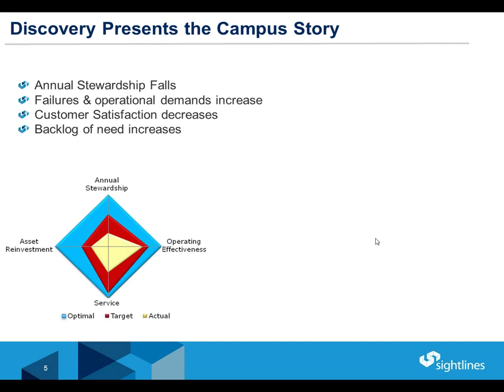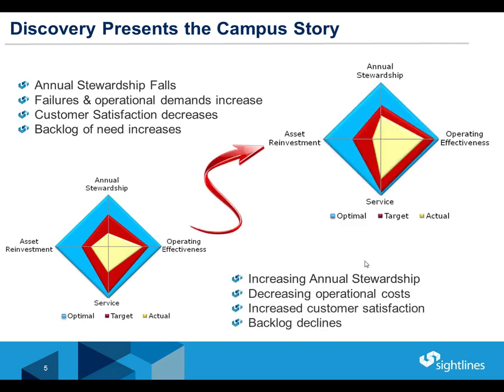And this is our ROPA radar screen that you've seen, and what we typically see happening in most campuses across the country. We've been trying to change the paradigm of that campus story to help people figure out ways to increase annual stewardship, decrease operating costs, and increase customer satisfaction. When we are able to do that, we're finding that in fact the backlog declines and the actual radar chart tends to change shape. As you can see, the yellow gets bigger and begins to cover the red, which are the target areas.